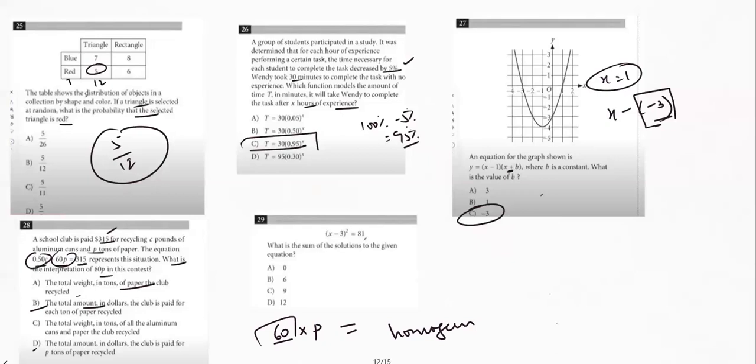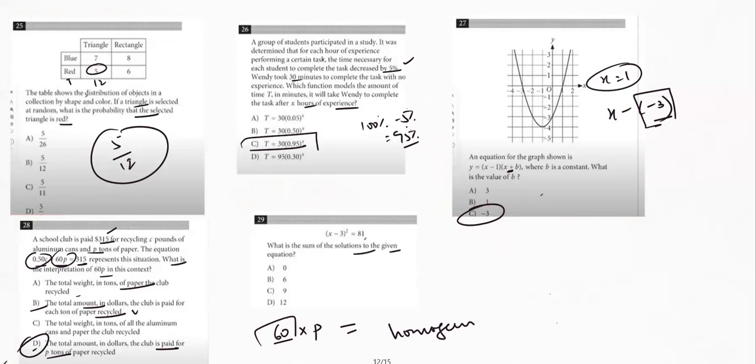Then it says the total amount in dollars the club is paid for each ton of paper. No, paper recycled, because for each ton, no, P tons of paper. This is the total amount the club is paid for P tons of paper. So this was a trick part because both of the answers were mostly similar.